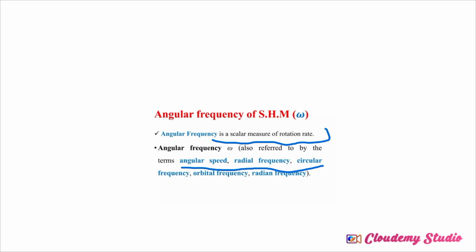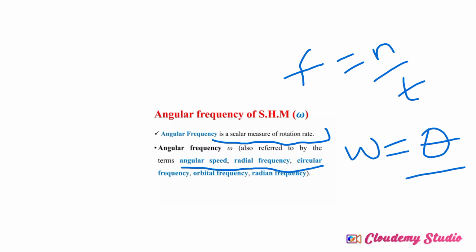We have normal frequency, which I said should be n over t, right? So angular frequency is basically like this over t. What's the difference? This one is just the angular turn taken by the particular body. You can see they said it is a measure of rotation, like the angular turn being taken by the body over time. You see that it's basically the same thing, just that this one is angular.